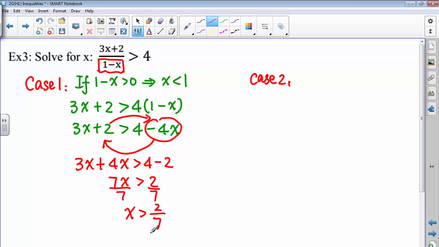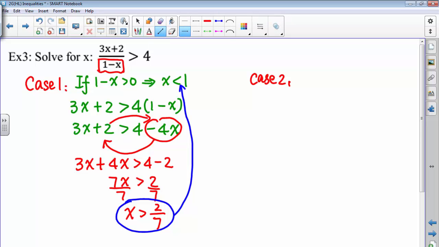But this is also the challenging point of solving an inequality. Once you get this solution, you need to remember you got this solution based on this condition. So the final solution in case 1 should be the overlapping part of these two inequalities. How can I find the overlapping part? I can use the number line to help myself.